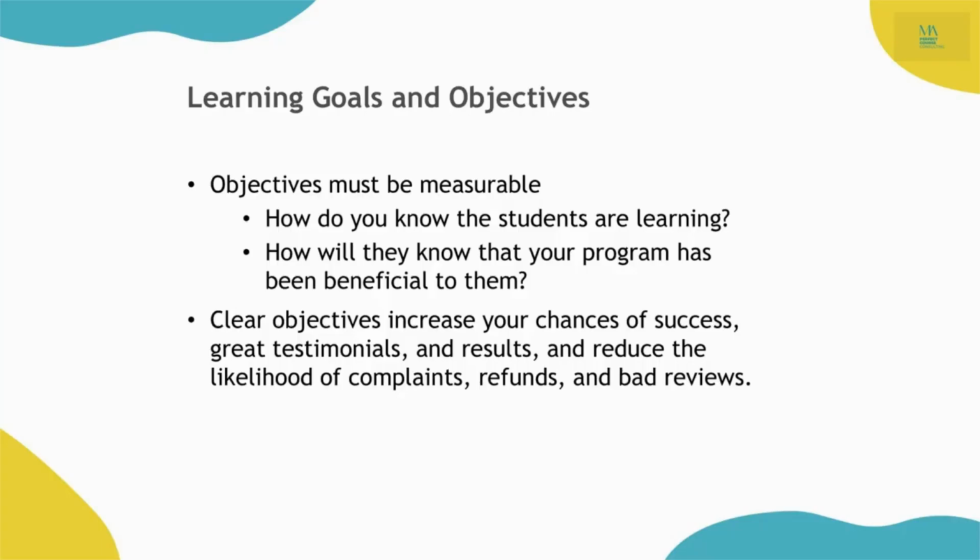So now that you know who your ideal customer avatar is and you came up with your course topic, you can start thinking about your learning objectives, right? When creating your learning outcomes, you need to ensure that they're measurable. If you don't have measurable outcomes, how will you know whether your students are actually learning anything? And how will you know that your program or course has been beneficial to them?